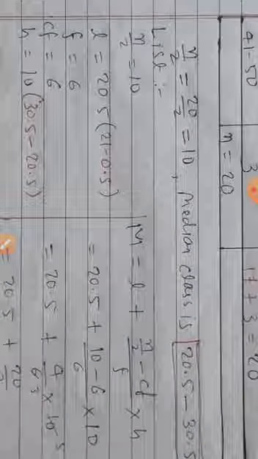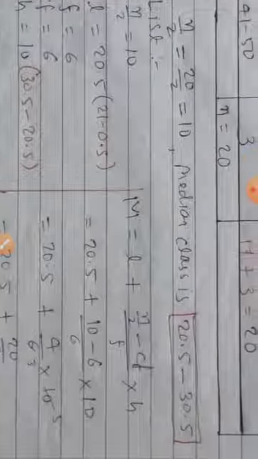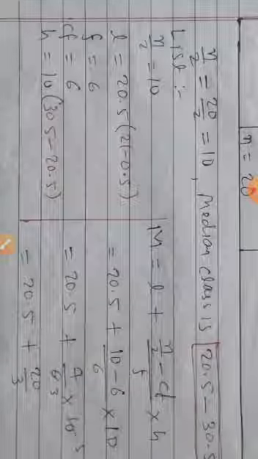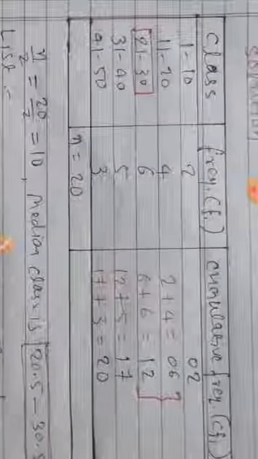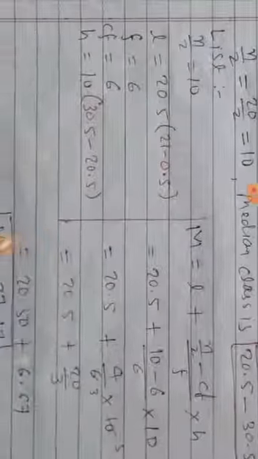Now the class size. How to find the class size here? The difference of both boundaries, so 30.5 minus 20.5, which becomes 10. Otherwise, what I told yesterday, just take the difference of upper boundaries, or of all lower boundaries. So now look at the upper boundaries. They seem to be 10, 20, 30, 40, 50 like this. So 10, 10 increased, so the class size here is 10.